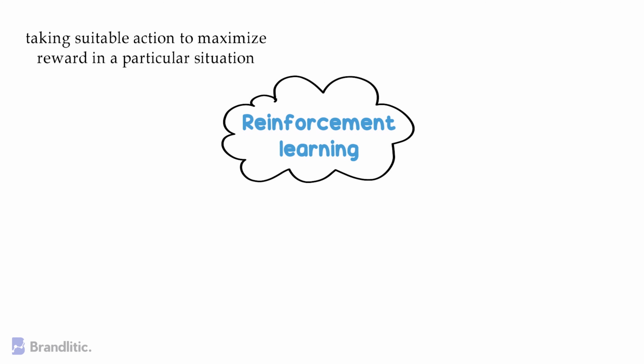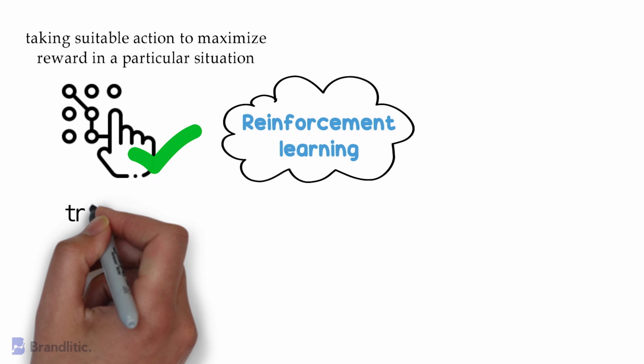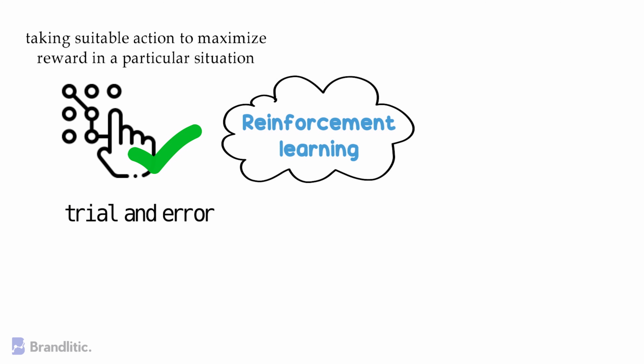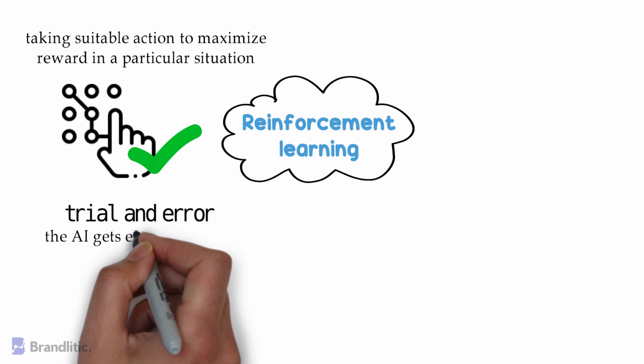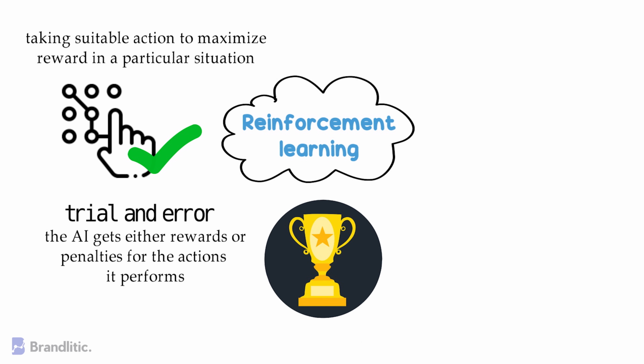It is employed by various software algorithms and machines to find the best possible behavior or path it should take in a specific situation to reach the ideal result. Here the computer generally employs a trial and error approach to come up with a solution to the problem. To get the machine to do what the programmer wants, the artificial intelligence or AI gets either rewards or penalties for the actions it performs. And do remember that its goal is to maximize the total reward.